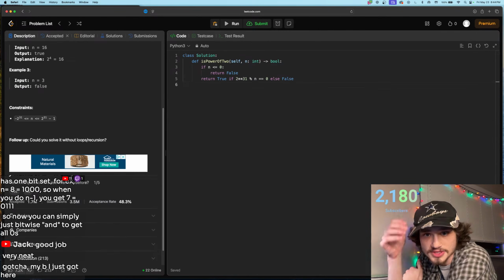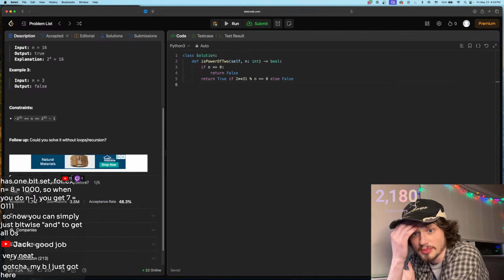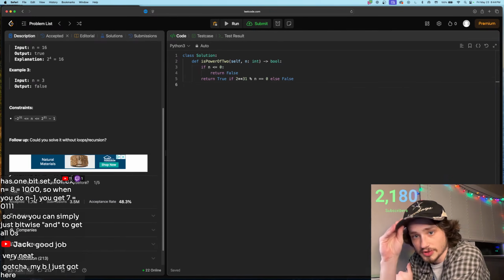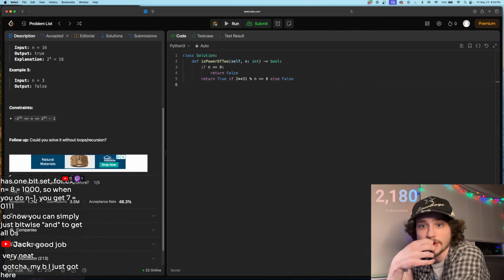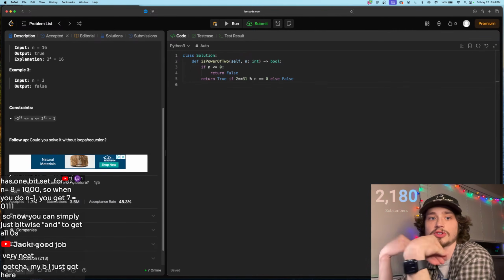Okay, so what happens here is any power of 2 only has 1 bit set. For example, n equals 8 is 1, 0, 0, 0. So when you do n minus 1, you get 7, which is 0, 1, 1, 1. Now you can simply use bitwise and to get all zeros. So you just do minus 1 to convert the first one.